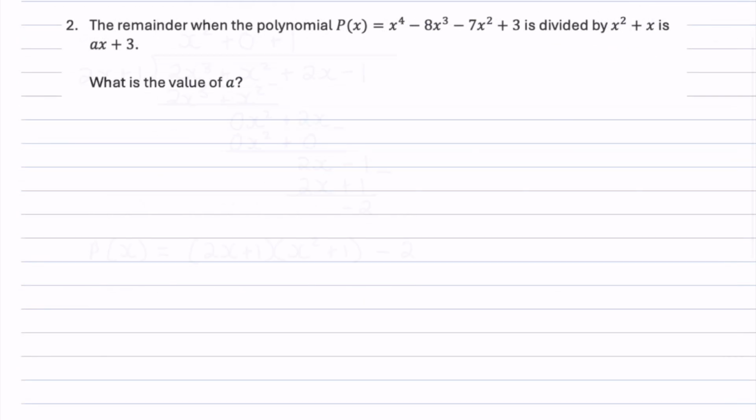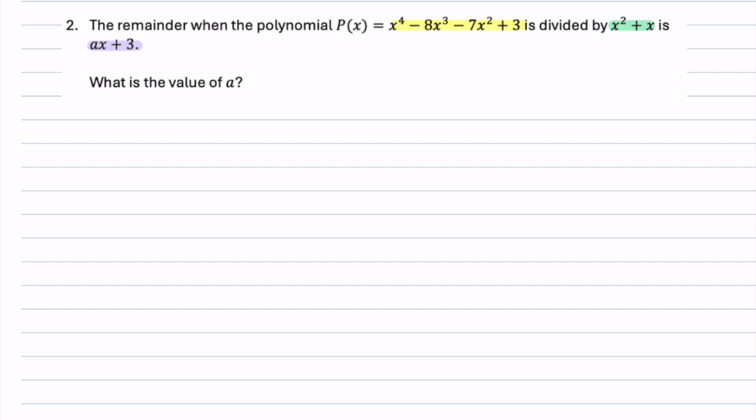The remainder when the polynomial p of x is equal to x to the 4 minus x cubed minus 7x squared plus 3 is divided by x squared plus x is ax plus 3. So what is the value of a? Despite there being numerous terms in this question, the first thing I'm going to highlight is I have some polynomial here, and when I divide it by x squared plus x, I'm going to get a remainder that is ax plus 3. And a is the value I need to find.